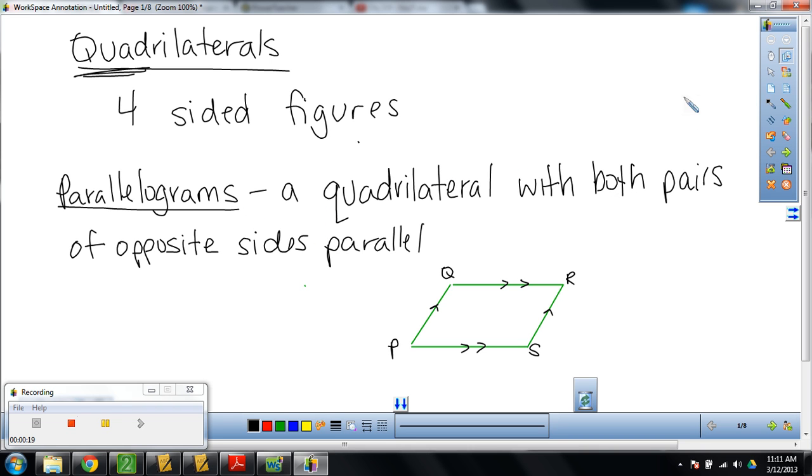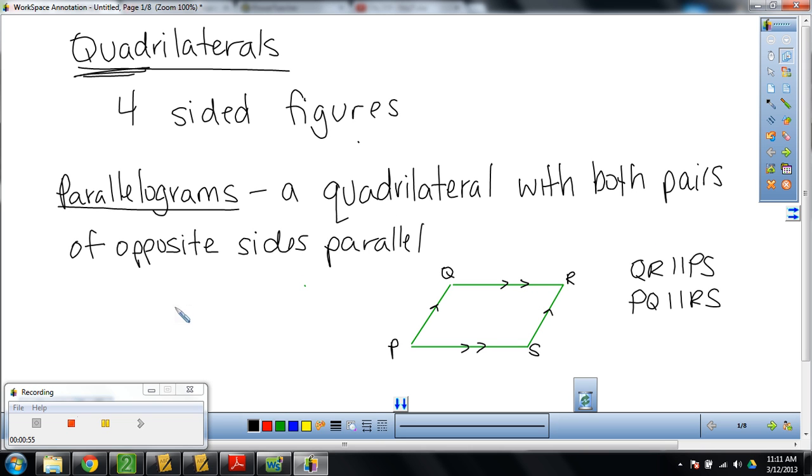A parallelogram is a quadrilateral that has both pairs of opposite sides parallel. So if you look at parallelogram PQRS, you can see that the opposite sides are indicated by the tick marks that they are parallel. So QR is parallel to PS, and PQ is parallel to RS. And again, these little arrows show our parallel sides, and because there are two sets of parallel sides, we have two sets of different looking tick marks.